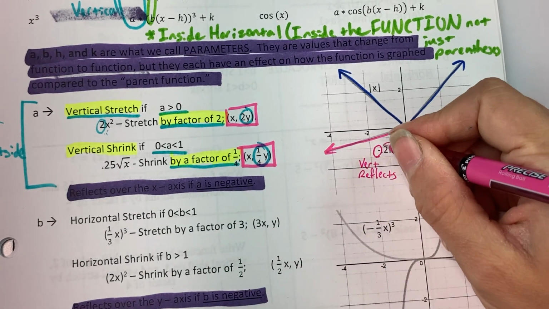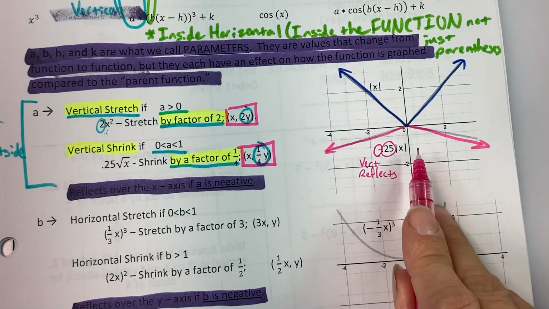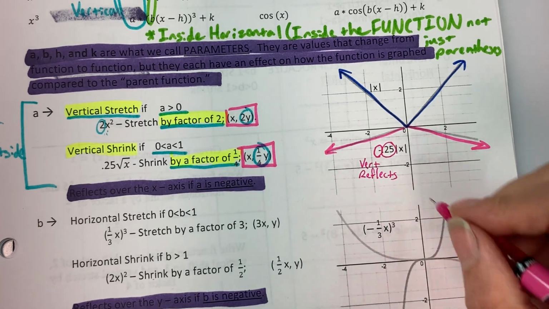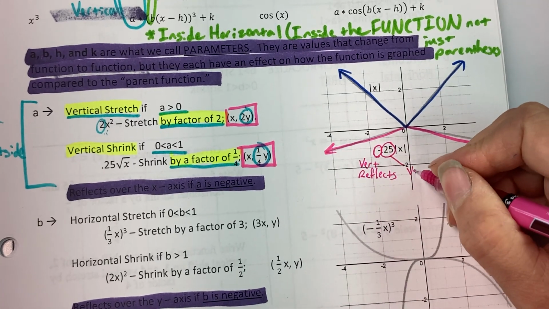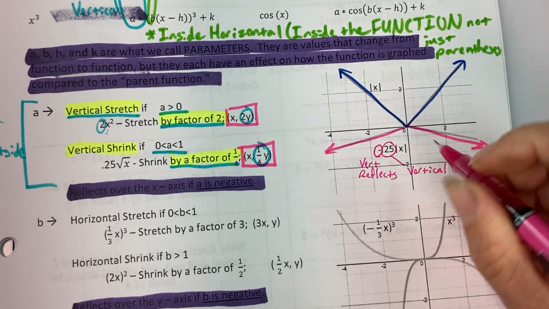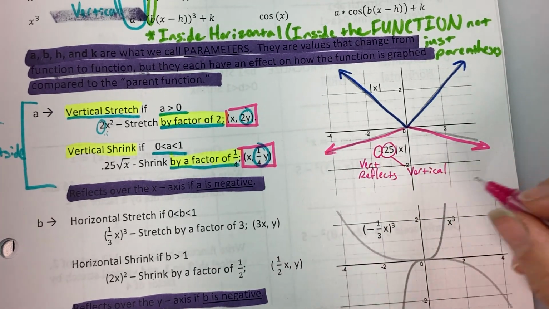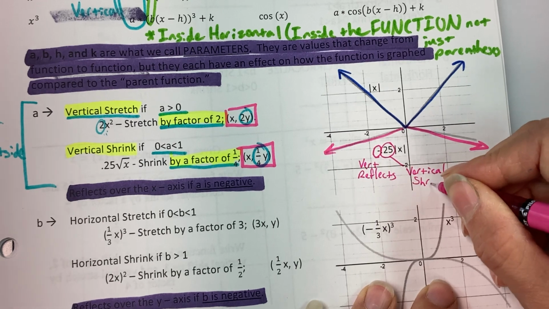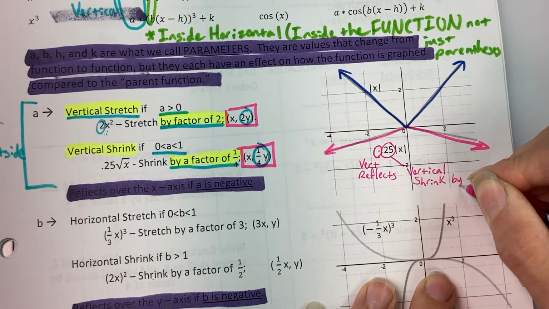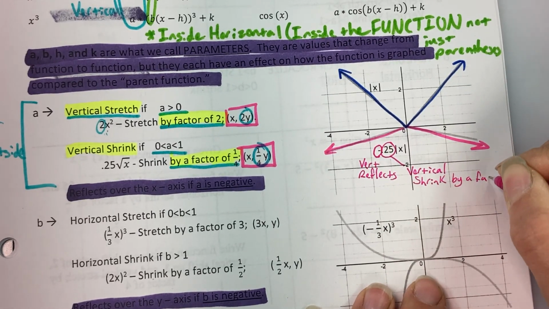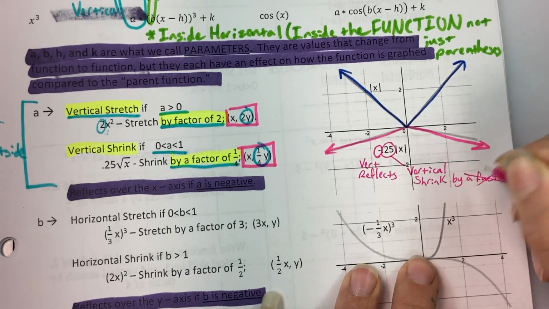Whereas the 0.25, it's on the outside of our absolute value function. So this would be a vertical shrink because it's a fractional number between 0 and 1, so vertical shrink by a factor, or actually we'll just say by 1/4.